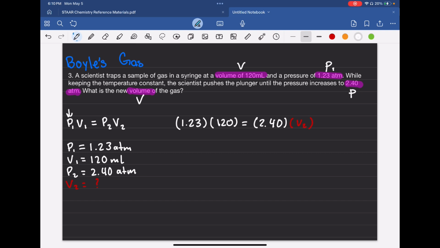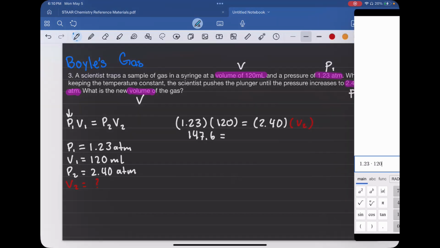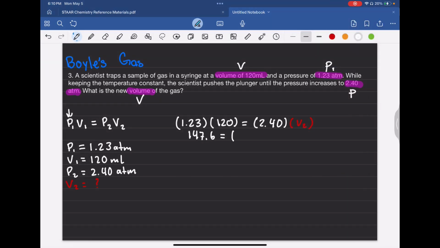Okay, to solve this, we multiply 1.23 times 120. Let's do that. 1.23 times 120. That gives us 147.6. Okay, on the other side, we have 2.4 times V2.